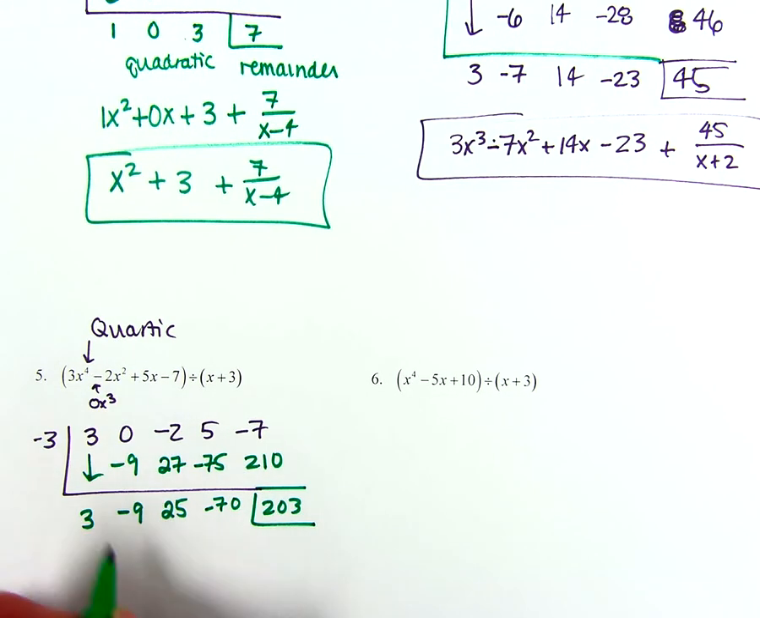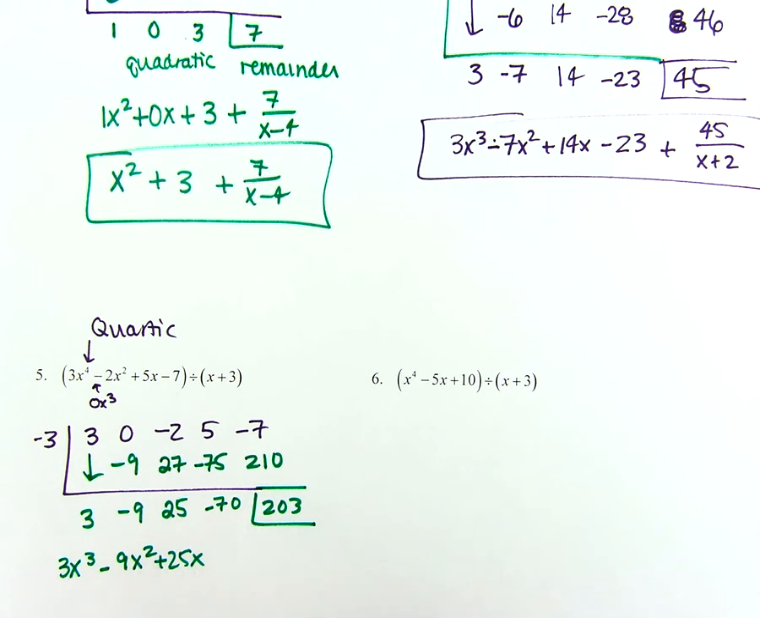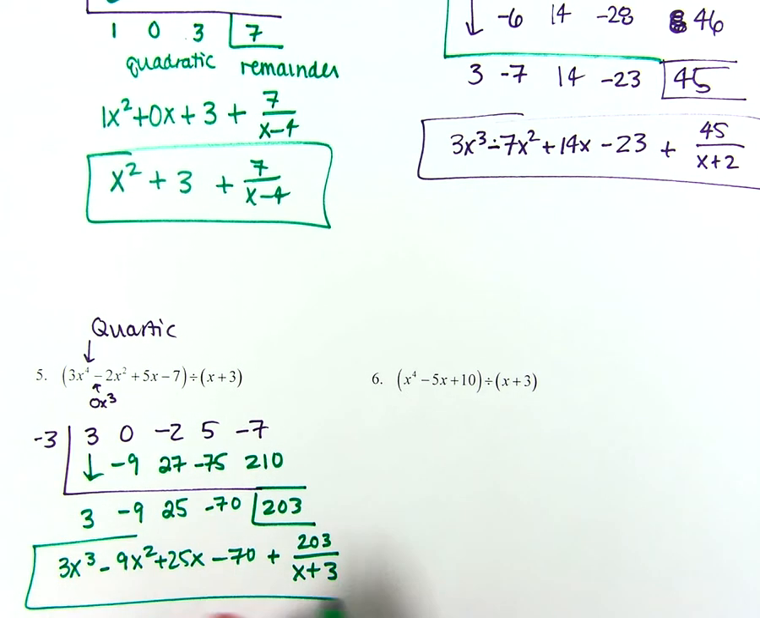Okay, this was x to the 4th, so this must be 3x cubed. And then keep going 1 degree less. So negative 9, x squared. 25, x to the 1st. And negative 70 with no x's. All right, so then I've got 203 as my remainder over x plus 3.